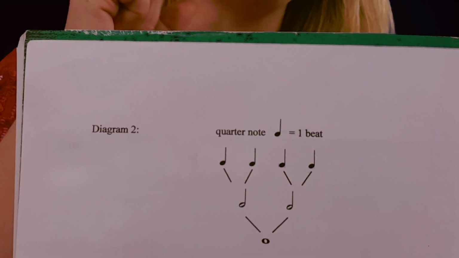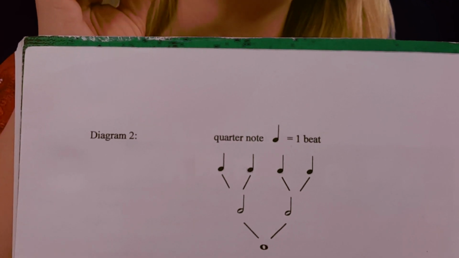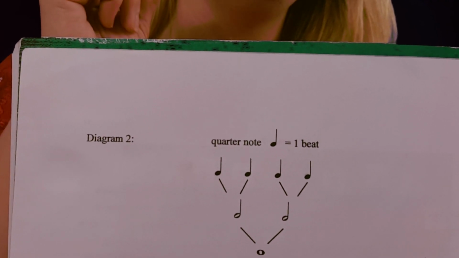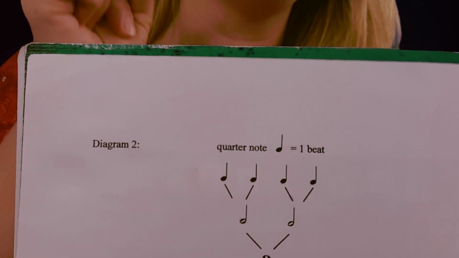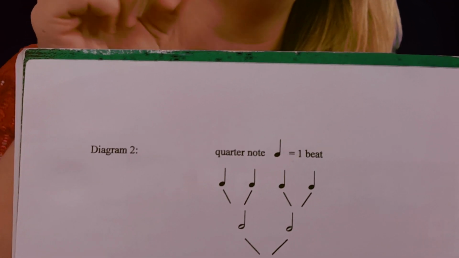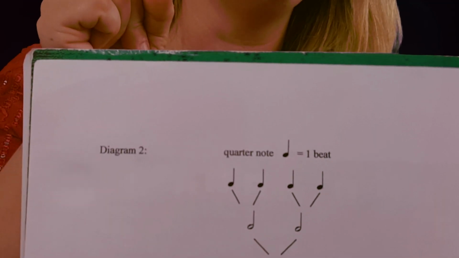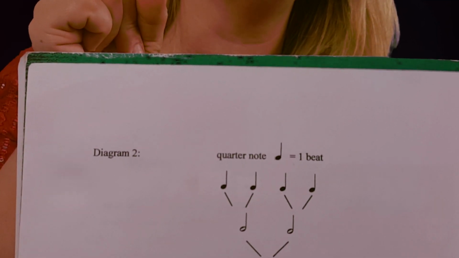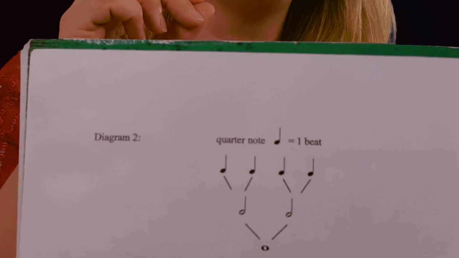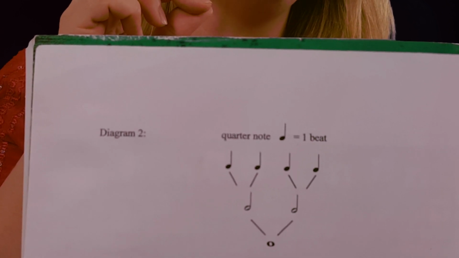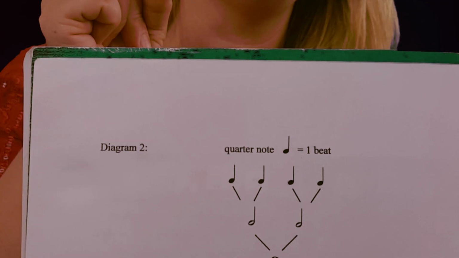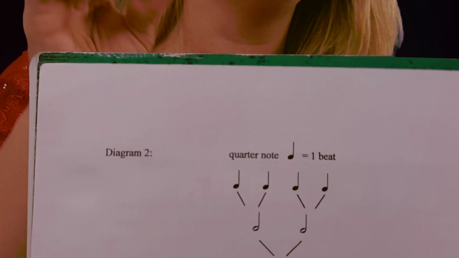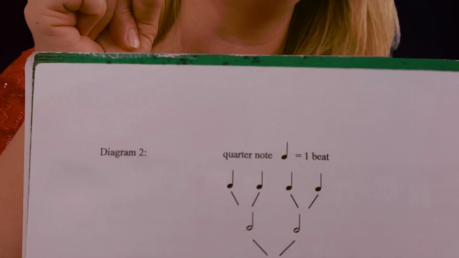Then we double that for the half note so that you hold that note, that pulse. 1, 2, 1, 2. Or beat, hold, beat, hold. And then for the whole note, you quadruple that. So you count 1, 2, 3, 4. Or beat, hold, hold, hold.